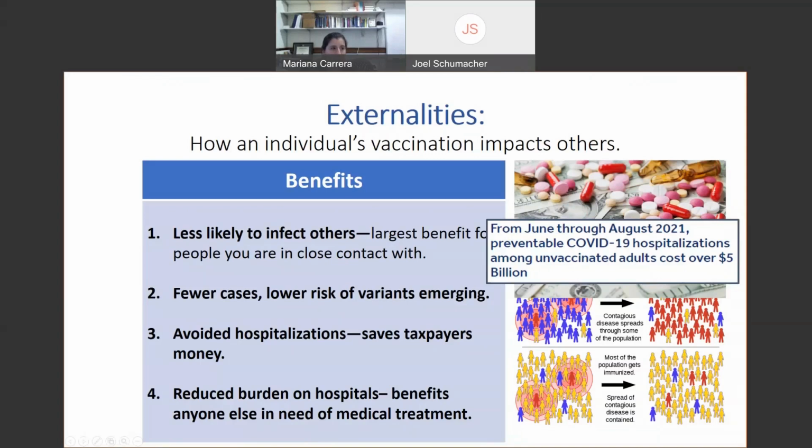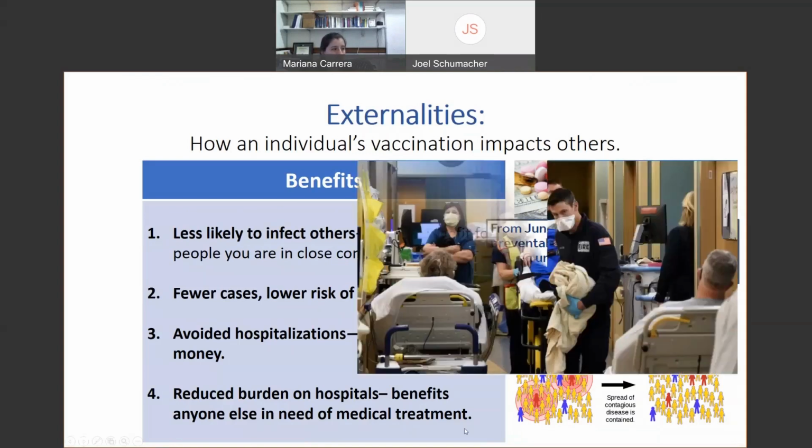And then my third point is that we avoid hospitalizations. That saves taxpayers quite a bit of money. One study finds that from June through August, hospitalizations occurring among unvaccinated adults had a total cost of $5 billion. And lastly, but not least, reduced hospitalizations also means better medical care for everybody who is in the hospital for reasons unrelated to COVID or who has COVID.